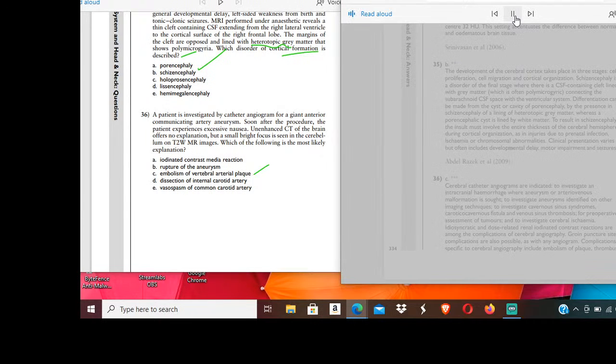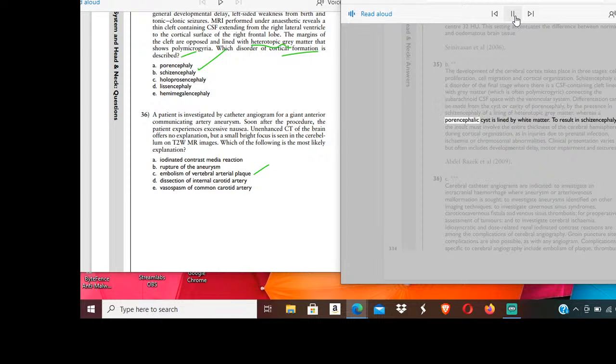This setting accentuates the difference between normal and edematous brain tissue. Srinivasan et al. 2006. 35b. The development of the cerebral cortex takes place in 3 stages: cell proliferation, cell migration, and cortical organization. Schizencephaly is a disorder of the final stage, where there is a CSF-containing cleft lined with gray matter, which is often polymicrogyric, connecting the subarachnoid CSF space with the ventricular system.